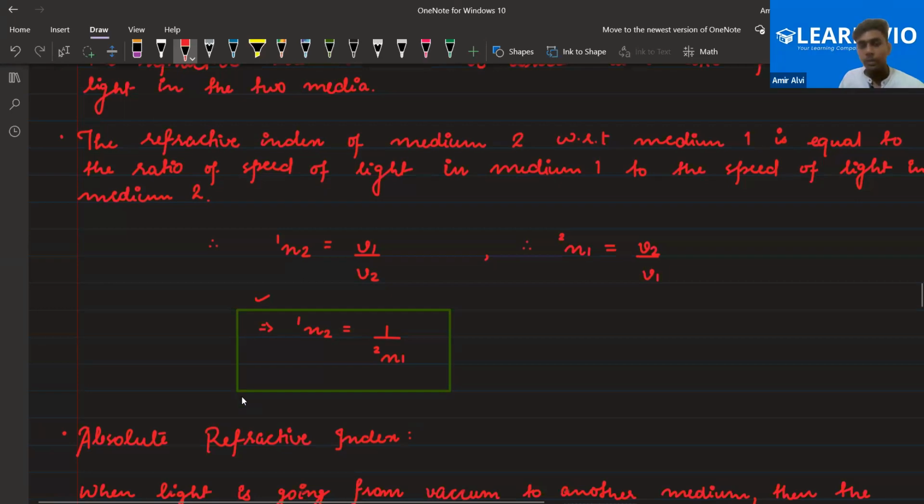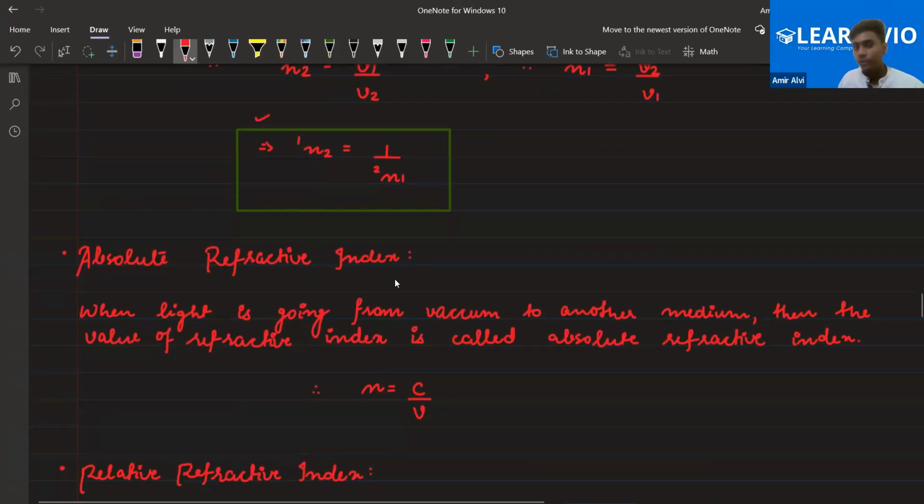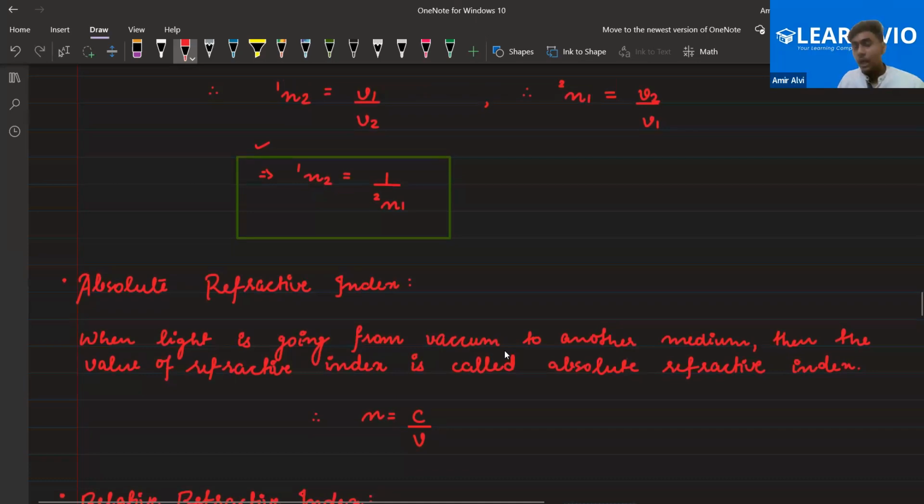Now let's understand, as I've told you, that two types of refractive index are there. The first one is the absolute refractive index. When a light ray is going from vacuum to another medium, vacuum meaning air, air should be involved. If one of the mediums is air, then it will be the absolute refractive index of that medium at any cost. So when the light ray goes from vacuum to another medium, the value of refractive index is called the absolute refractive index. Clear?